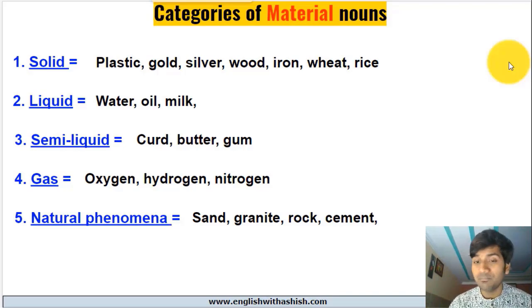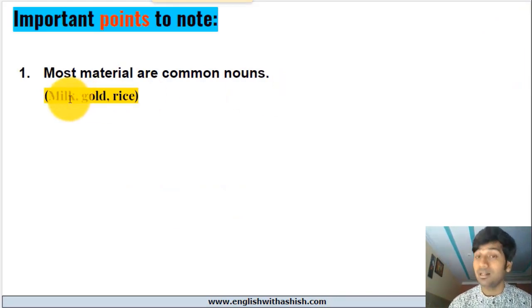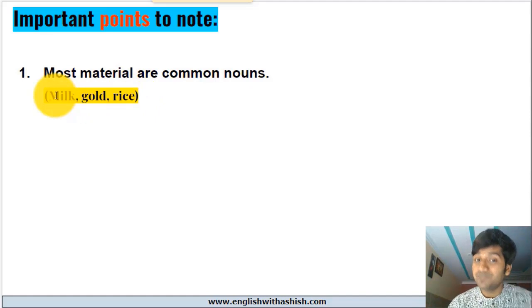Okay, now a couple of important points. Number one, most material nouns are also common nouns. So material nouns like milk, gold, rice, these are also common nouns as well. Milk, there are different types of milk, alright? Gold, there are different types of gold. Rice, there are different types of rice. So most material nouns are also common nouns.